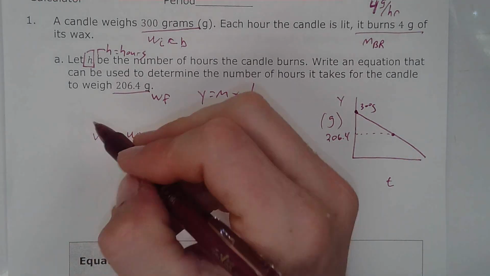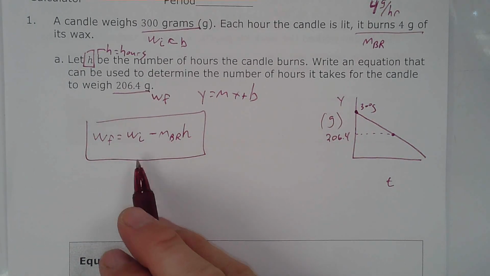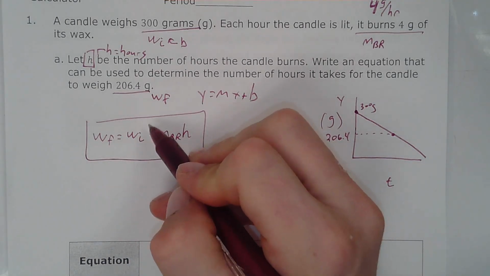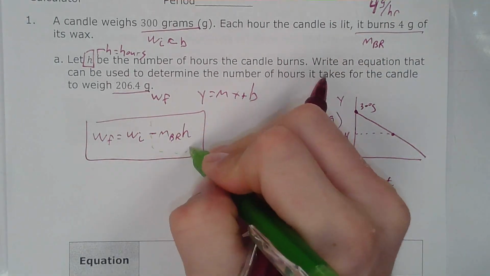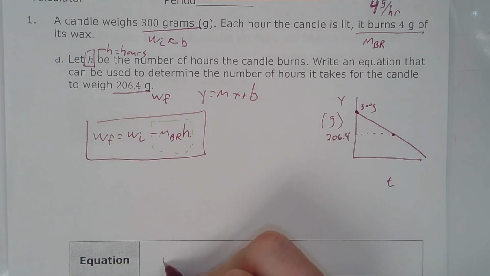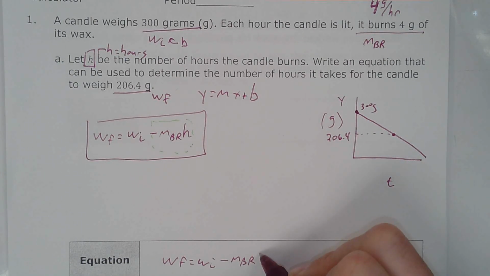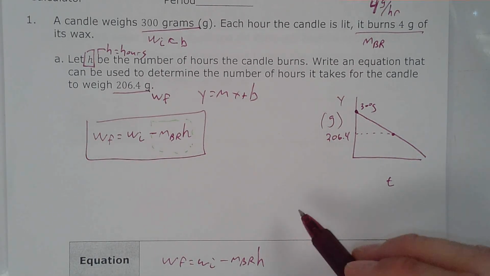Okay, so this is the equation that I can use, right? My final weight equals my initial weight minus how much is burned. That's what this term represents. This term is how much is going to be burned during the prescribed amount of time. So my equation: final weight equals my initial weight minus my slope times my hours. Right, so look at this though, that should make sense.